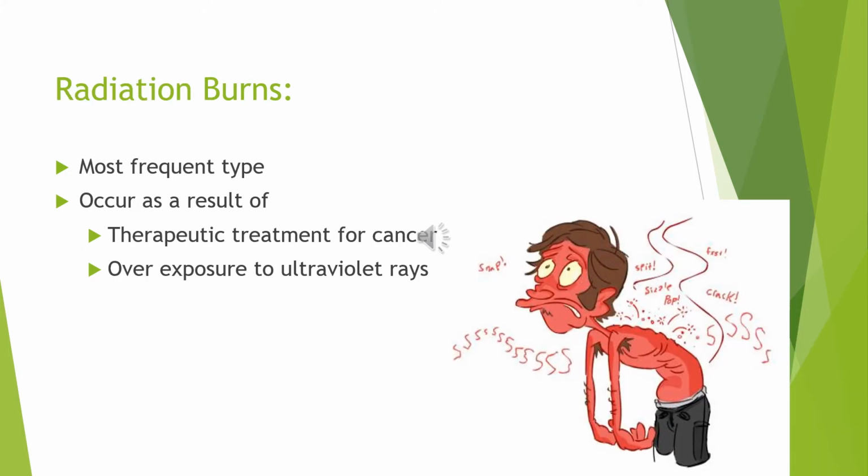Radiation burns are our most frequent type, so this would be things like our sunburns that we see occur especially during the summertime when people are outside way too long without protective sunscreen on. Also, it can be caused from therapeutic treatment for cancer, so our patients that have been going to radiation for cancer treatment are at high risk for burns. And again, we talked about the overexposure to the ultraviolet lights already.